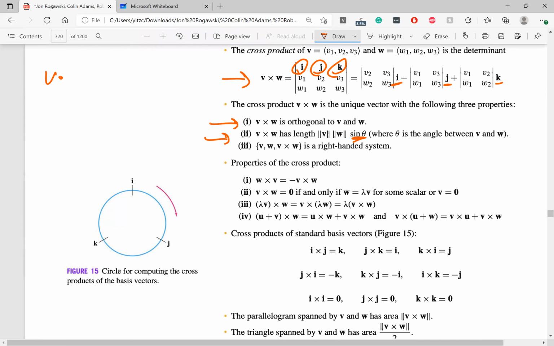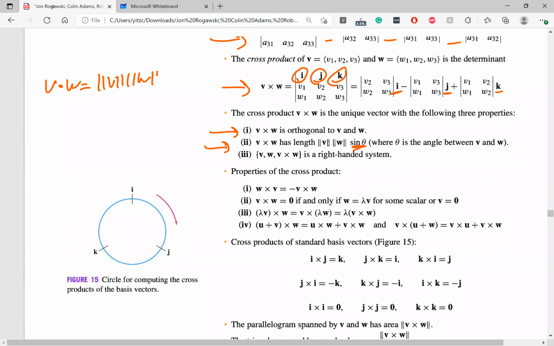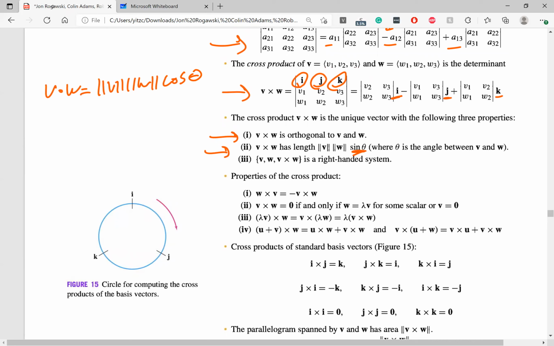V dot W is equal to the magnitude of V times the magnitude of W times cosine of theta. Now, this one is more important because it's one that we use directly to compute angles. And so it's much more important to remember it. But it is also important to remember that cross products are connected with sine, and that because of that, we can use it to compute areas. And that's another important thing about cross product. They're used to compute areas.